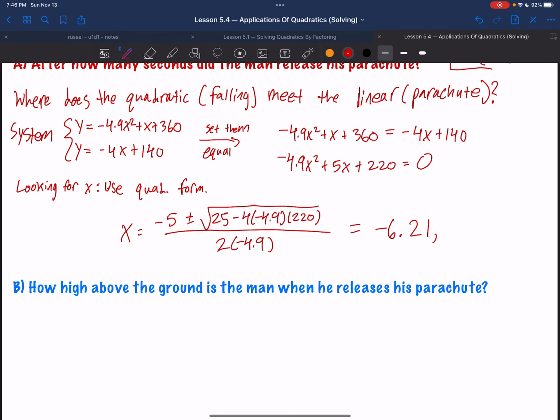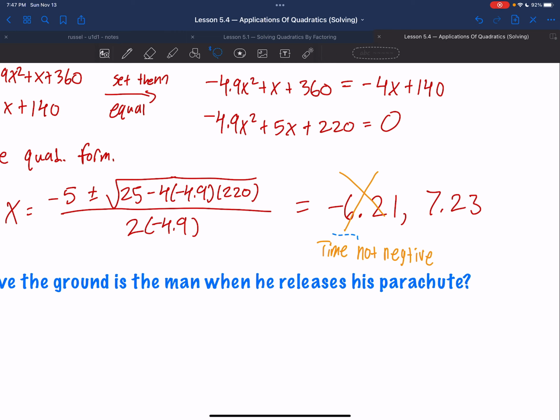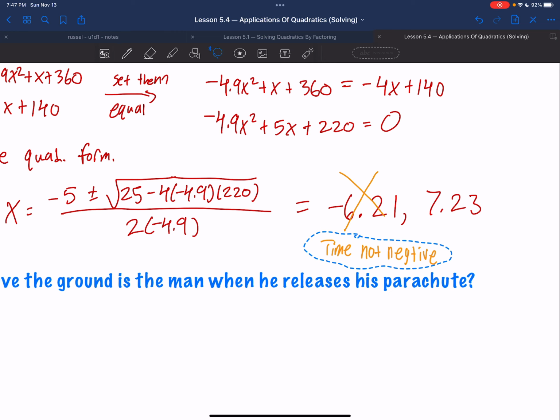So 7.23. So let me ask you, viewer, student, whoever you are watching this video, which one is it? Well, it ain't that one, right? Time is not negative. So my answer is, where can I put this? Here's what I'm going to do. I'm going to take my little lasso tool and say, hey there, time not negative.